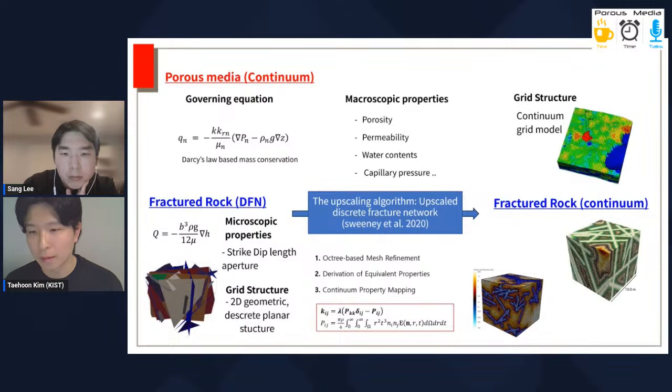So like this. After all the upscaling process is done, the pressure rock with the DFM form is completely translated into the continuum scale like this. So when the upper porous media and pressure rock both become a continuum scale, then we can integrate them.